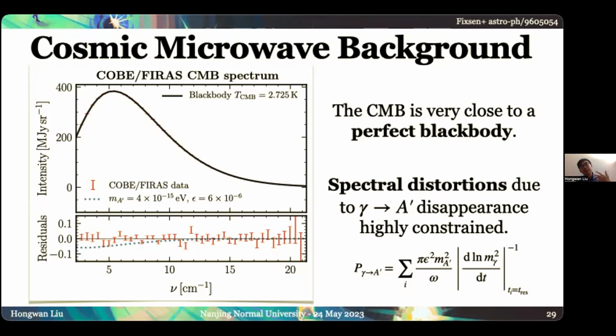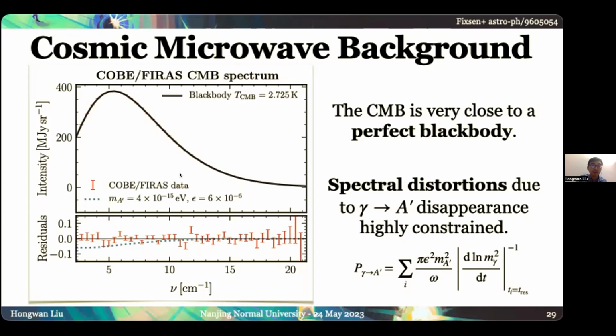And now if you introduce a dark photon, for example, with this mass here that I'm showing and this mixing parameter, then what's going to happen is that if it is possible for photons to resonantly convert into dark photons, then some of these photons that are traveling to us from afar are going to disappear. And this is going to end up distorting the black body that you see.